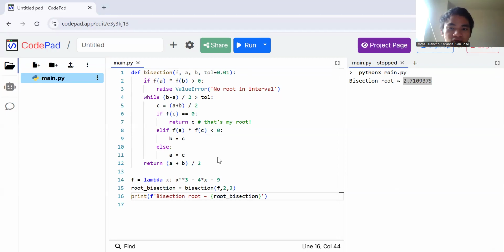Let me, okay, here's what I want to do next. I want to show you guys how it looks like when, oops. So what I'm gonna do is print out each iteration step.